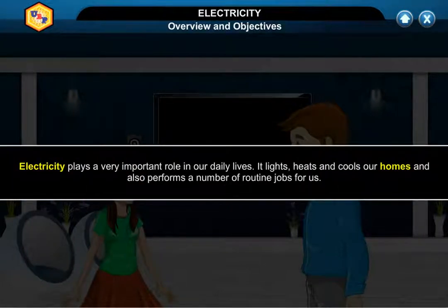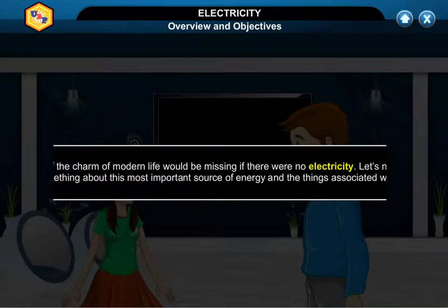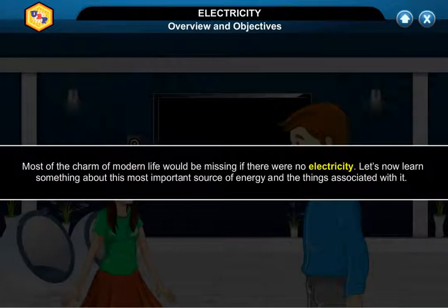Electricity plays a very important role in our daily lives. It lights, heats and cools our homes and also performs a number of routine jobs for us. Most of the charm of modern life would be missing if there were no electricity. Let us now learn something about this most important source of energy and the things associated with it.